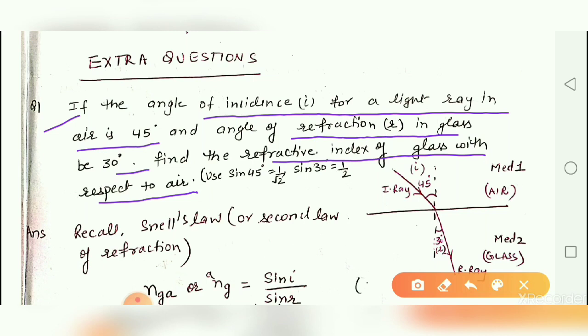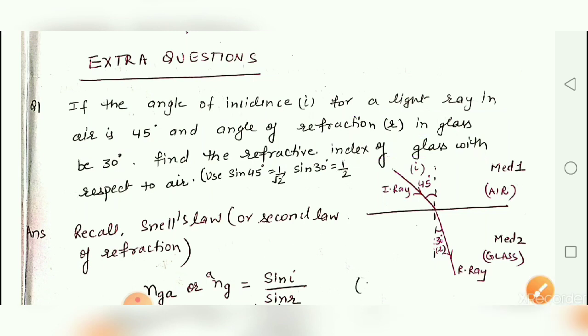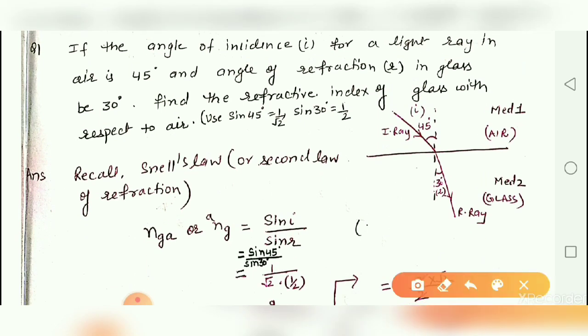Now let us understand this question with the help of a diagram. Here we have drawn the diagram. Medium 1 is air, which is a rarer medium, and medium 2 is glass, which is a denser medium, so light will bend towards the normal. Here is the incident ray, which is making a 45-degree angle with the normal, and here is the refracted ray, which is making a 30-degree angle with the normal. So we have to recall Snell's law, the second law of refraction.